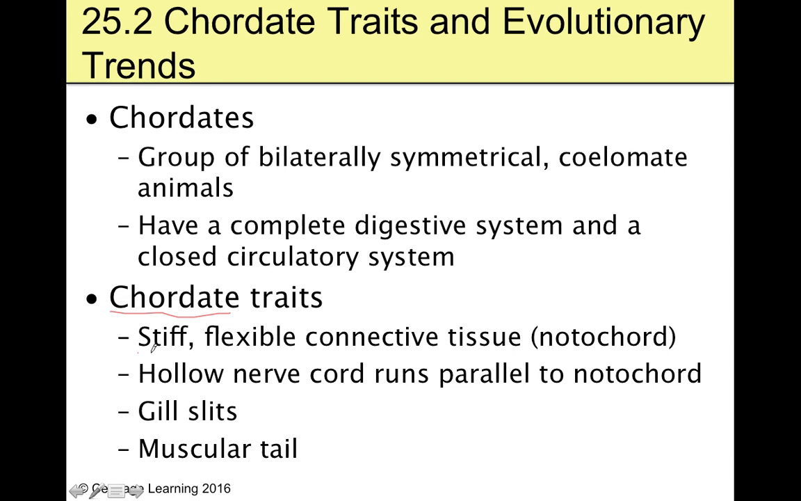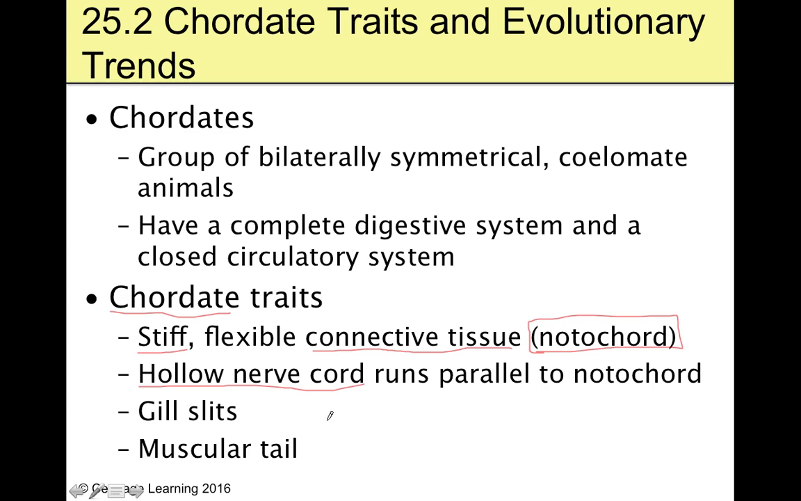Number one, you need a stiff yet flexible connective tissue cord that runs the length of your body. That is called a notochord. You might lose these features later, but you need to have them at one point when you're an embryo. You also need a hollow nerve cord that is going to run alongside the notochord. Think a primitive, can I use the word primitive? Maybe. A simple future spinal cord.